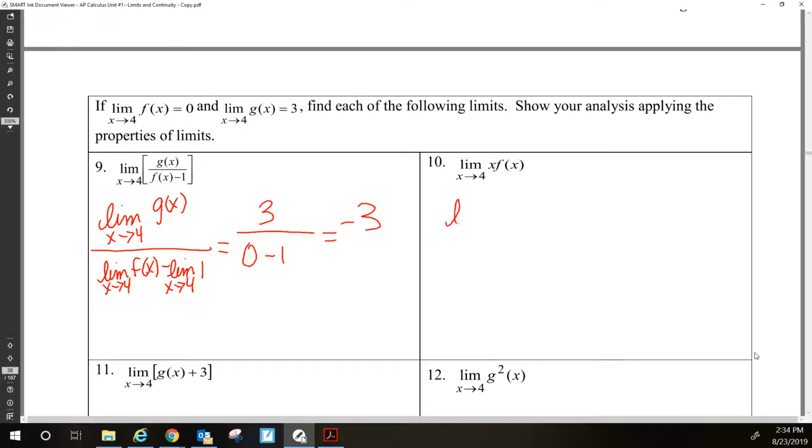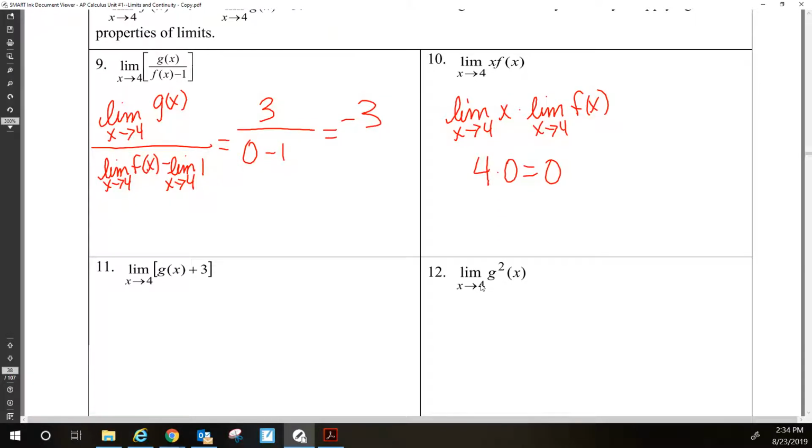So that's going to be negative 3. All right, this is going to be the limit as x approaches 4 of x times the limit as x approaches 4 of f of x. This is going to be 4 times the limit of f of x, which is 0, and 4 times 0 is 0. Why is this one 4? Just in case you forgot, we're just plugging in that 4 there for x.